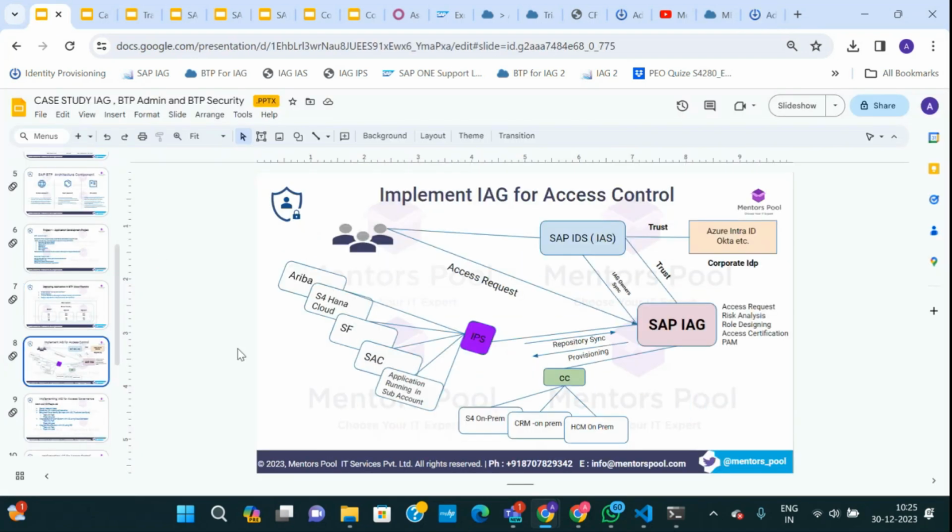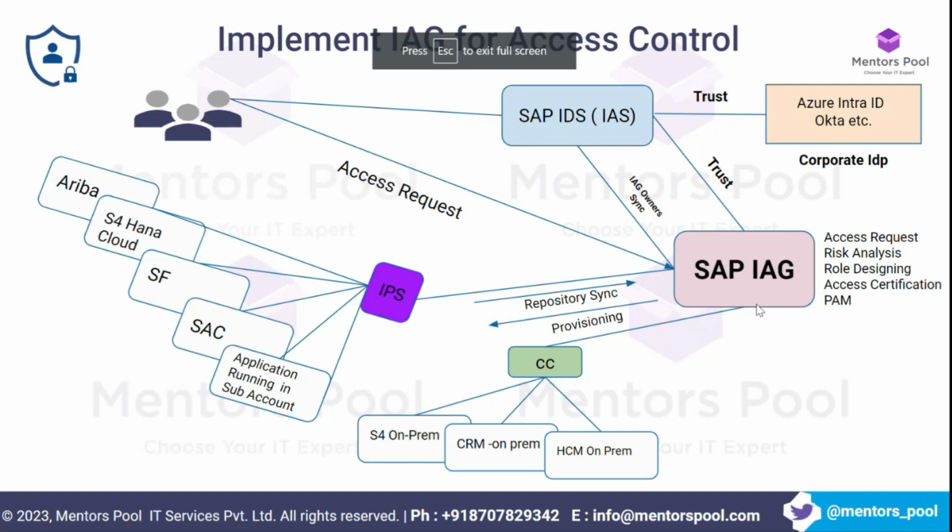Before that, let's understand what IAG is. IAG is an access governance tool running within a sub account. We have created trust with IAS so that the IAG consultant who is doing the technical job gets access to IAG, and their roles get mapped to the user group. People will be in a user group, and that's how they will get access.